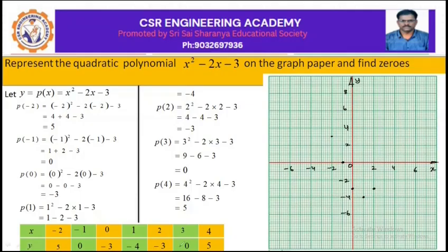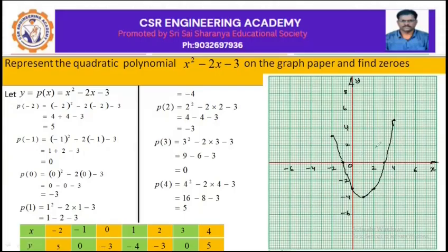X is equal to 3, y is equal to 0. X is equal to 4, y is equal to 5. So join all these points by a smooth curve.